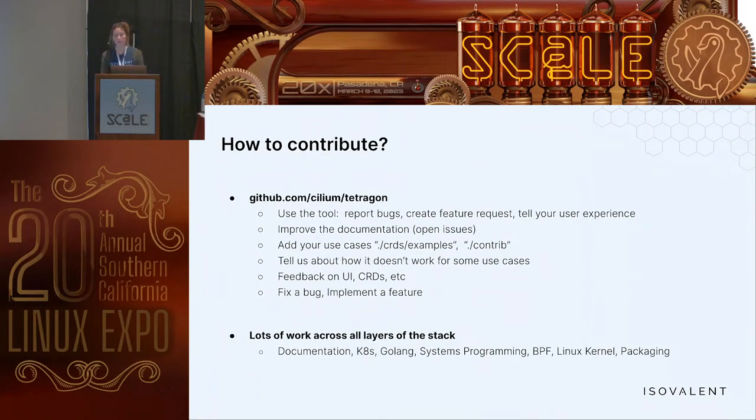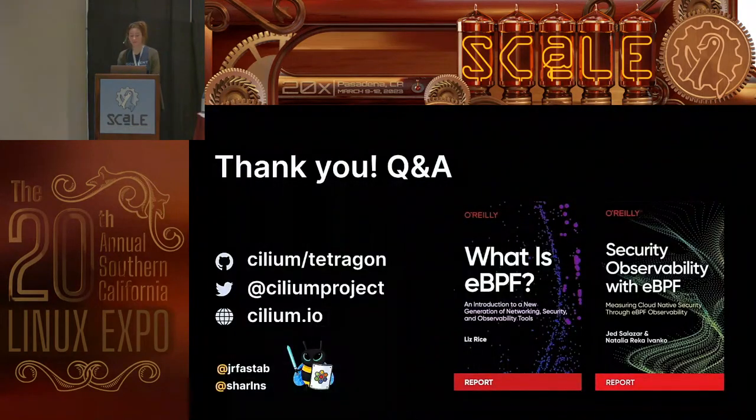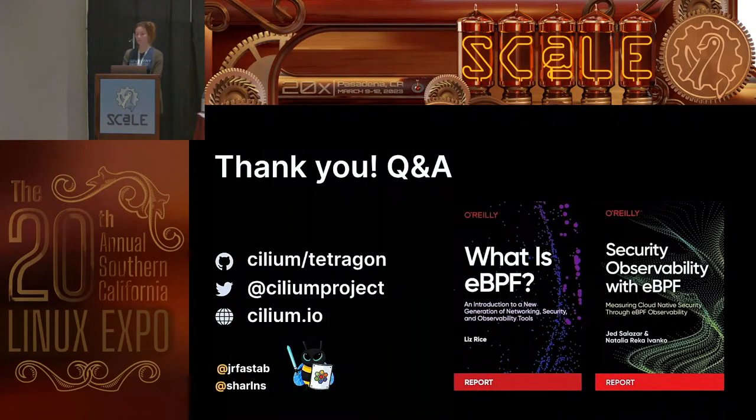Lastly, we are working on Cilium Tetragon, so here is how to contribute. Go to the GitHub repository, join the Slack channel, use the tool, report bugs, we have bugs, create feature requests, tell us your user experience. We have a bunch of layers of the stack that you can work on, like Golang, documentation, systems, the BPF side, Linux kernel, and packaging. And then, yeah, thank you again for coming, and now it's Q&A.